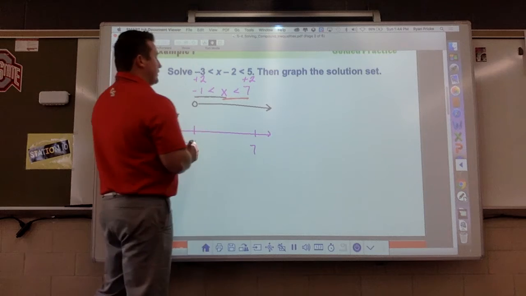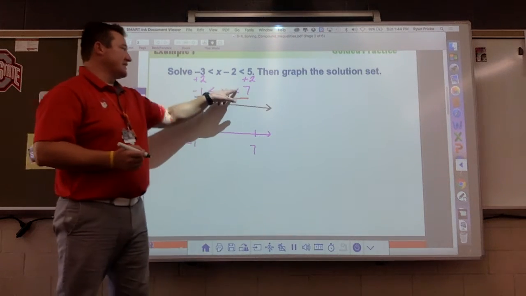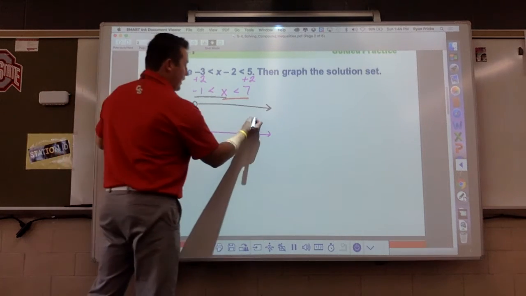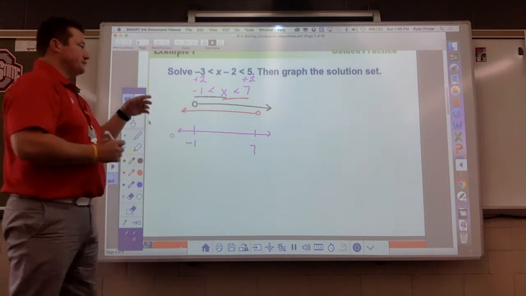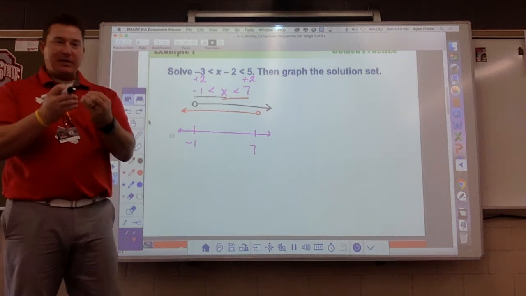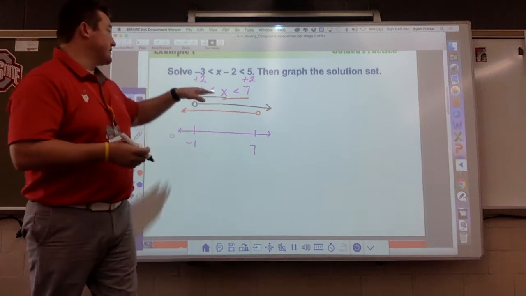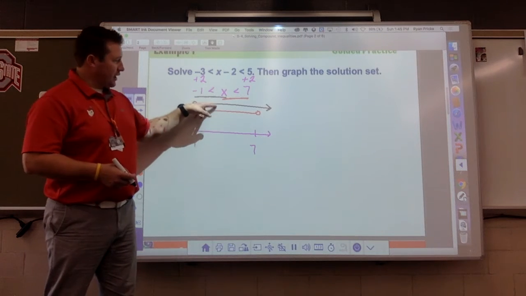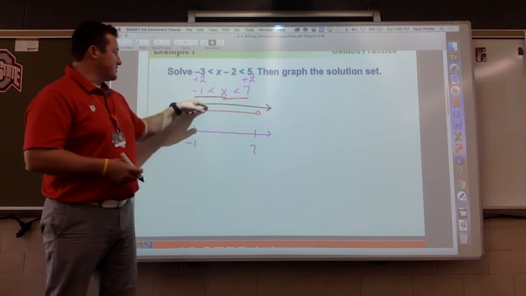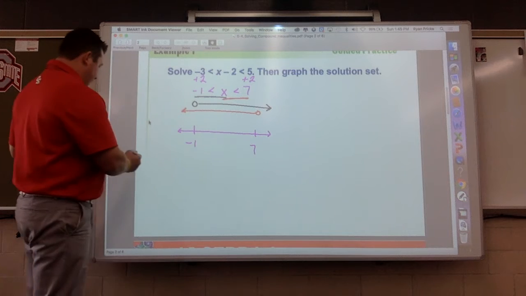Now I'm going to graph this part. X values less than 7. Again, an open dot here, going that way forever. I want the overlapping section of these two number lines. This is an and, so this means the intersection of these two parts. So where do we see two lines meeting up? Well, all this stuff in through here.